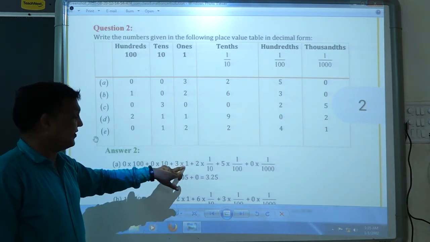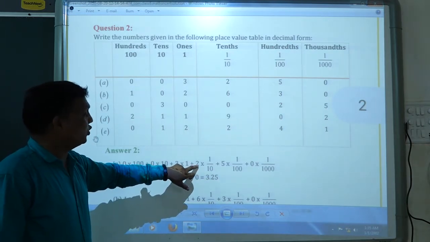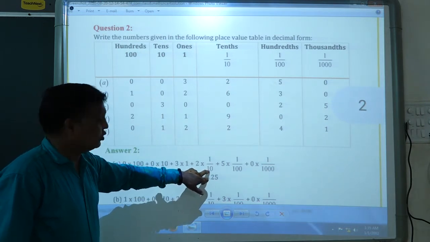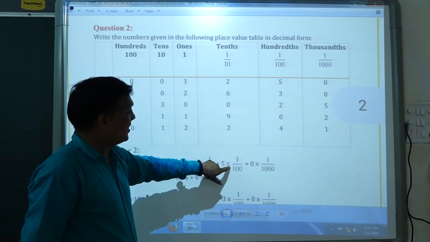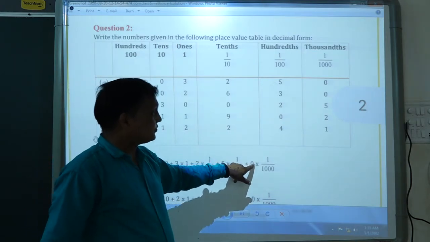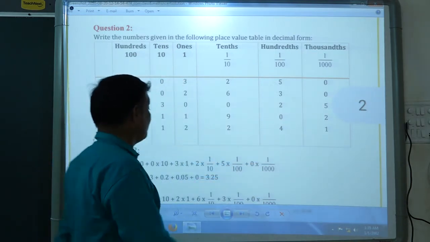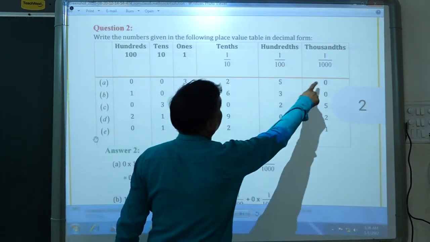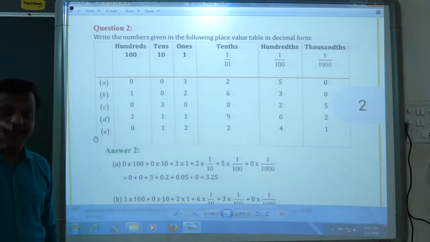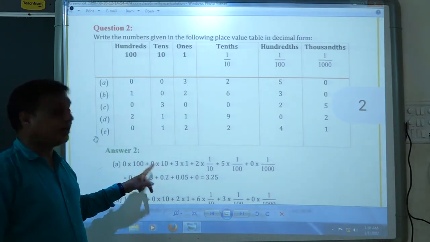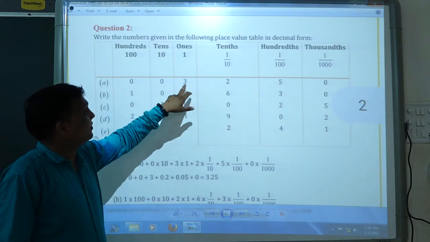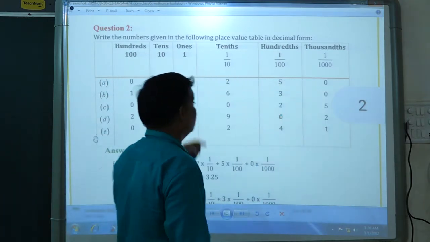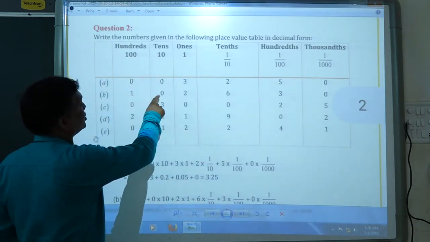So 3 multiplied by 1, plus 2 multiplied by 1/10. You can write this directly also. And 5 multiplied by 1/100, and 0 multiplied by 1/1000. So when you write this, it is 3.250 or 3.25. You can write it in expanded form, otherwise you can write directly. So this will become 3.250, because there are 3 ones.